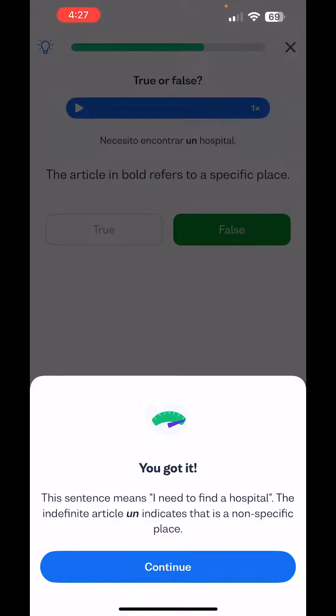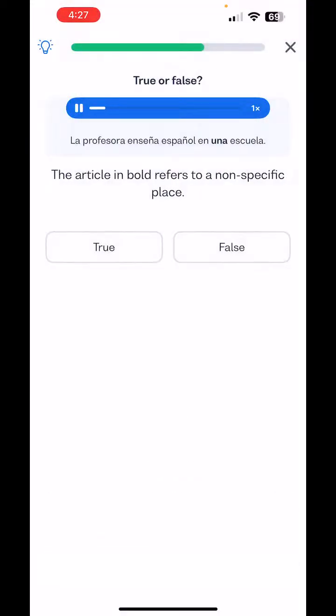I guess I personally have to work on that because it happens. La profesora enseña español en una escuela. So the professor teaches Spanish at a school. The article in bold refers to a non-specific place. So yeah, a school. It doesn't say which school.